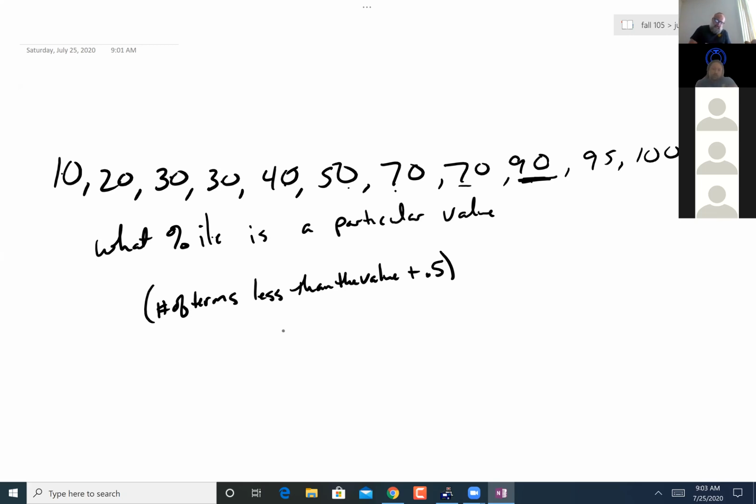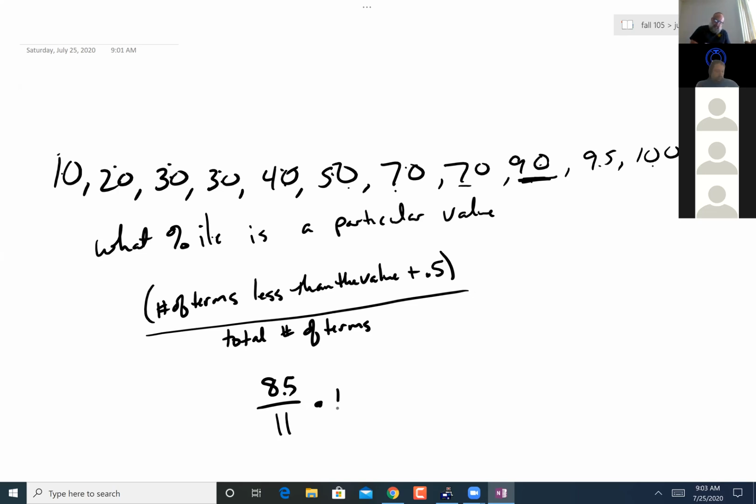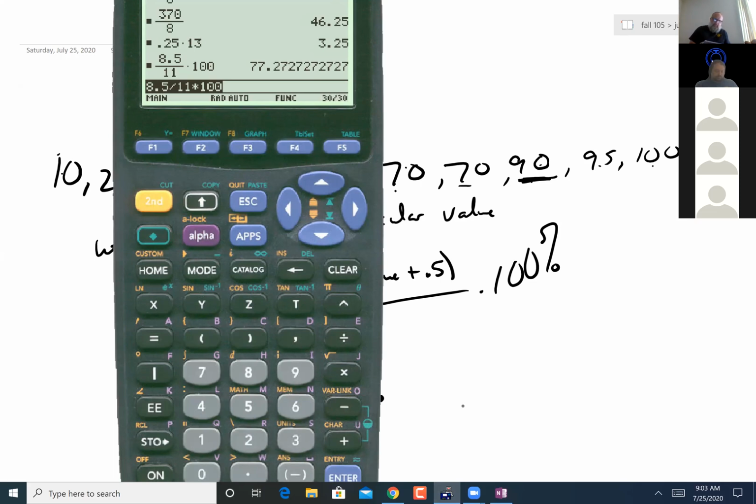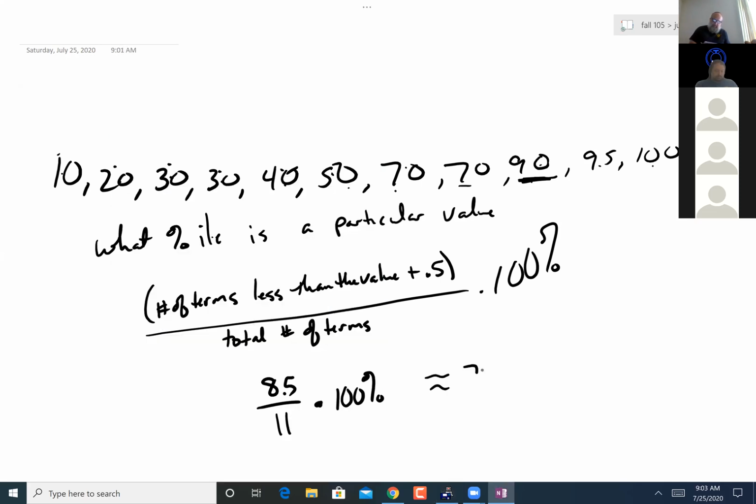And then we're going to divide by the total number of terms. There are 1, 2, 3, 4, 5, 6, 7, 8, 9, 10, 11 terms. And then we'll multiply that by 100%. 8.5 divided by 11 is roughly the 77th percentile.